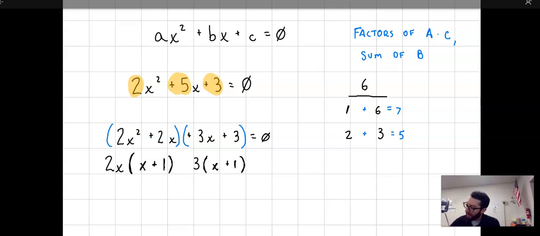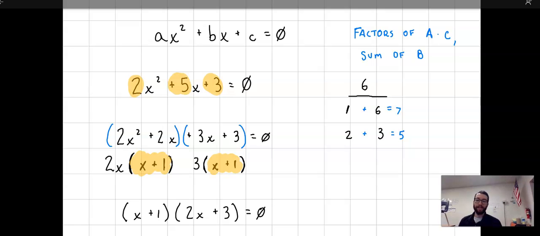So just like before, you end up with the same thing on the insides of the parentheses, and that becomes your first term, x plus 1. Then your second term is the leftovers, which in this case is 2x and a positive 3. So I set that equal to 0, and that is my factored quadratic equation where a is bigger than 1.